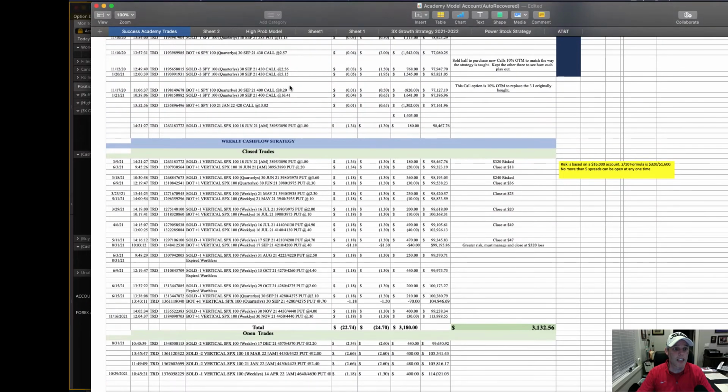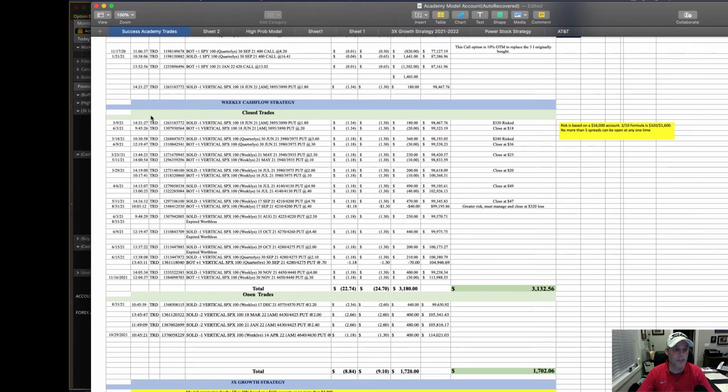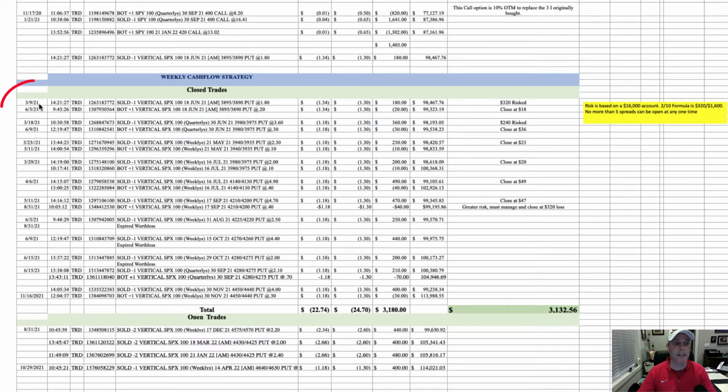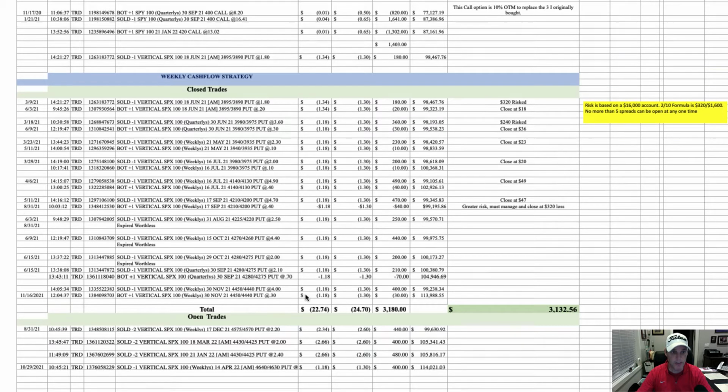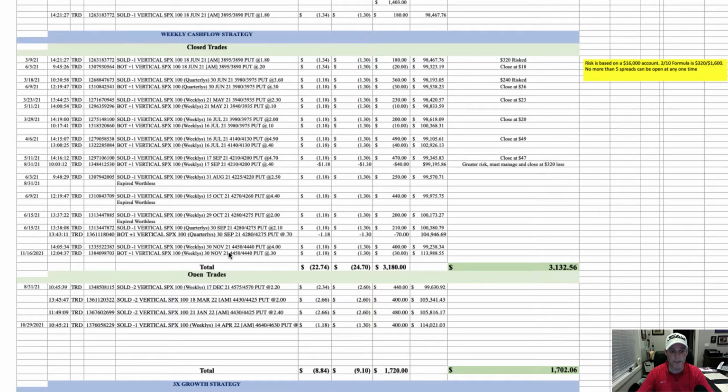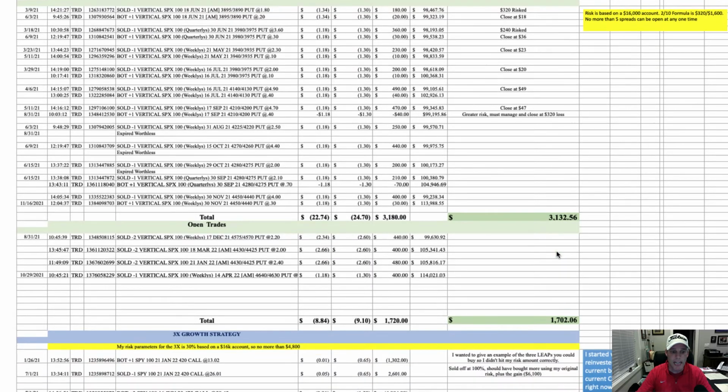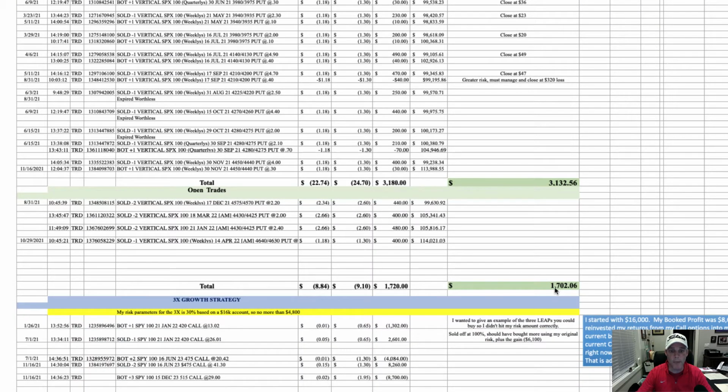This is our cash flow strategy, and I began this strategy in March. I didn't start this test case until March, so three months into 2021. But what you see here says closed trades, open trades. So this is booked profit. I've booked $3,100 in profit, and right now I have open profit of $1,702, and I'll explain that in a minute.